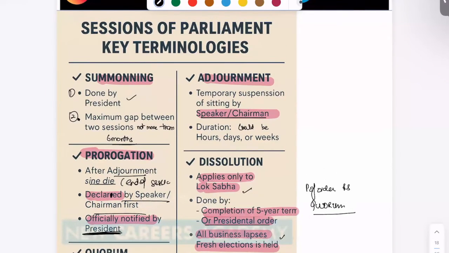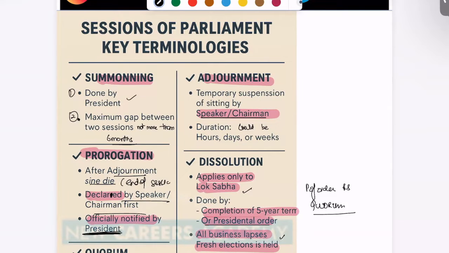Sessions of Parliament. 3 sessions होते हैं Parliament. कौन सा? सबसे पहले तो होता है बजट. बजट के बाद कौन सा आएगा? मॉनसून. मॉनसून के बाद क्या आएगा? विंटर. Winter is the shortest, longest is the budget session. Is it clear or not? Which is longest? Budget. Which is the shortest? Winter. There cannot be more than 6 months gap between 2 sessions.